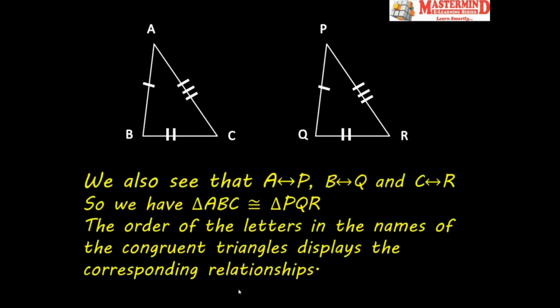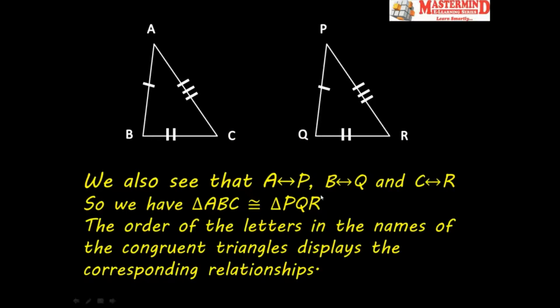Now, there's one more important thing. We also see that A corresponds to P. This arrow symbol here is actually read as corresponds to. That means A and P coincide with each other. B corresponds to Q and C corresponds to R. You can look at this. A and P, they correspond to each other. B and Q, they correspond to each other. C and R, they correspond to each other.